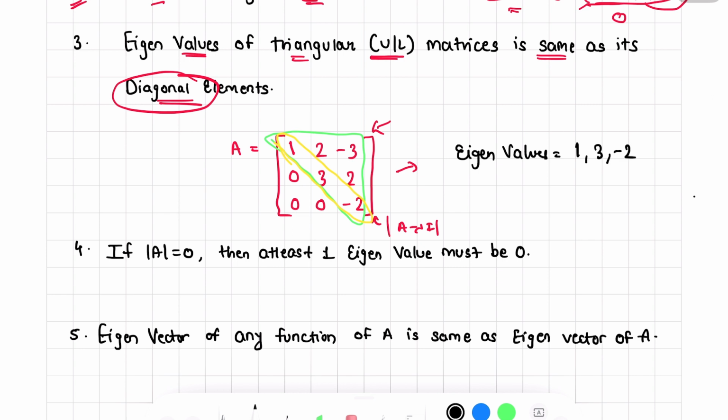So you don't need to calculate this by our regular method. You just need to identify what type of matrix it is, and if it is a triangular matrix, then the eigenvalues would be the same as the diagonal elements. This is true for both upper and lower triangular matrices. So this is property number 3.